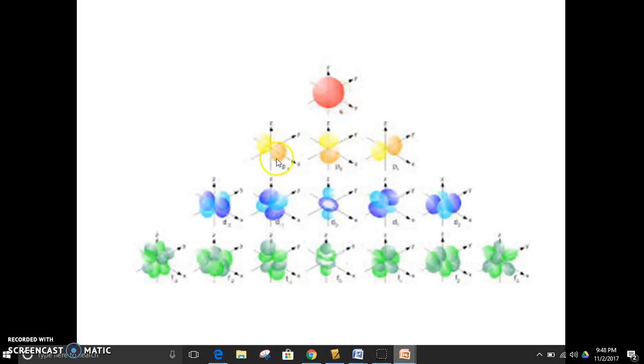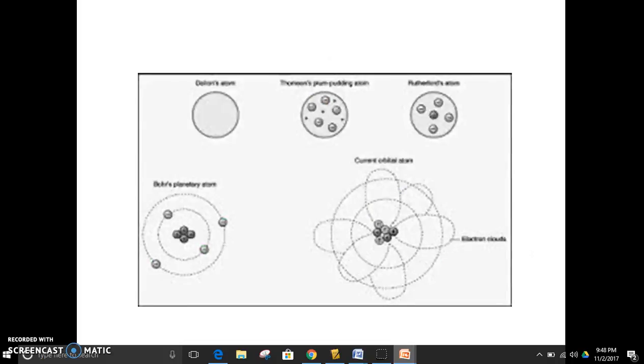So this is the S. These are what the P's look like. There are 3 of them. These are what the D's look like, and these are what the F's look like. For a big atom, all of these would be on top of each other, which is why it creates the electron cloud model, because you can't really tell where the electrons are or what specific orbital they're in. You just know that they're in this region somewhere.